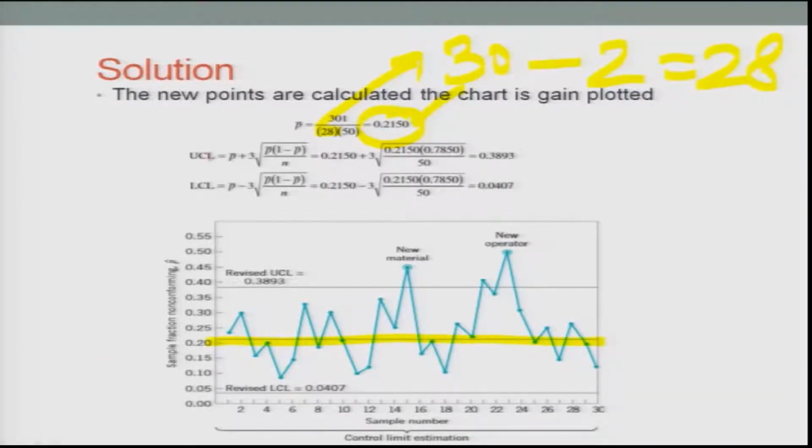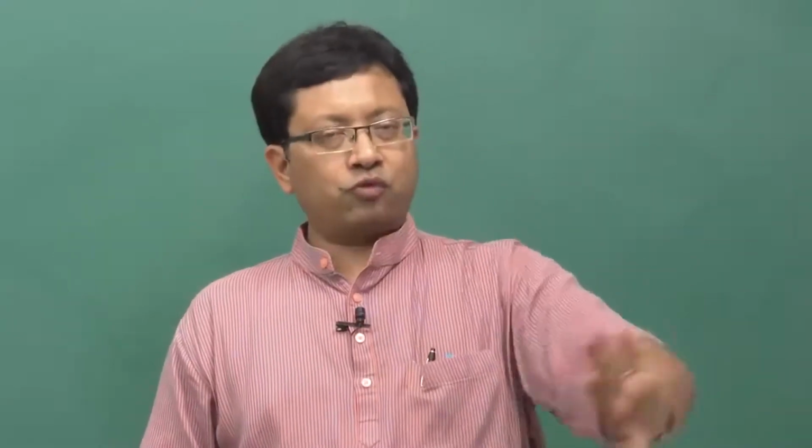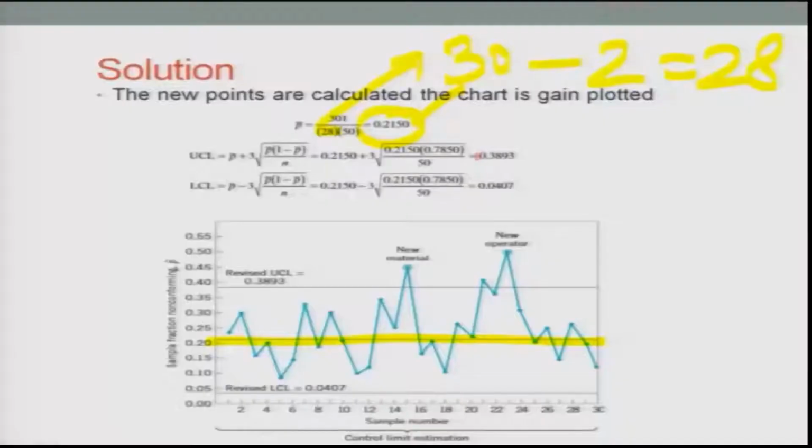When I calculate UCL, the upper control limit, again the coefficient 3 remains, P bar is 0.2150 and 1 minus P bar is accordingly 1 minus 0.2150. This n remains the same. That is important to remember, because you took 30 chunks of observations and removed 2, but the number of observations in each chunk remains 50. So that 50, or n, is not going to change. Based on that, I calculate the upper control limit as 0.3893, which is this line.